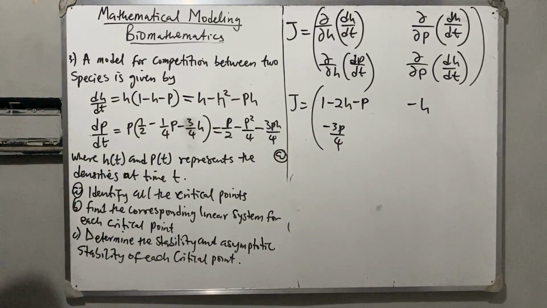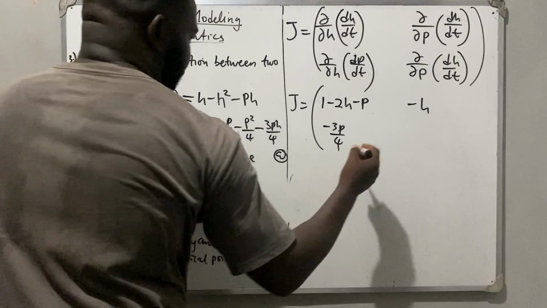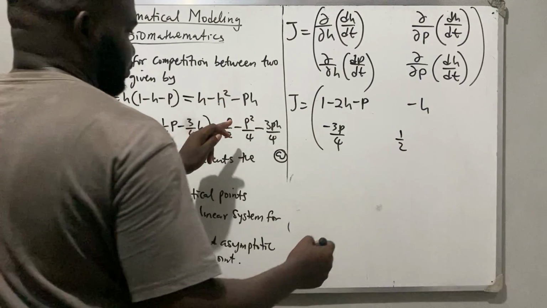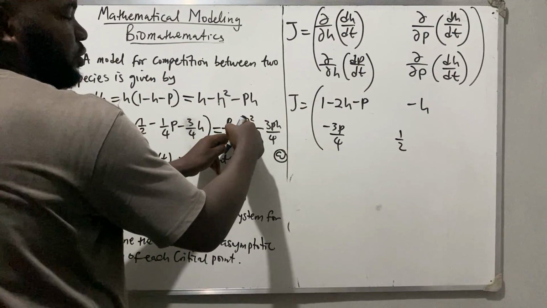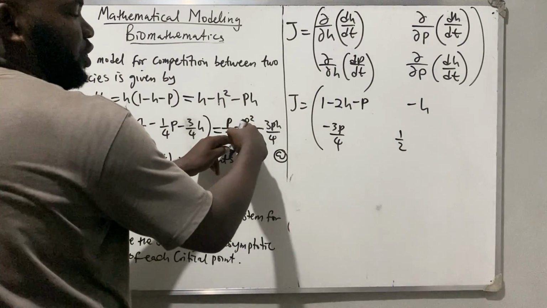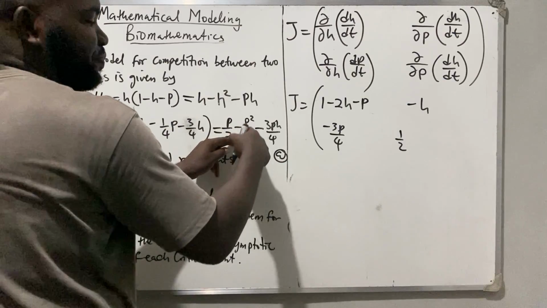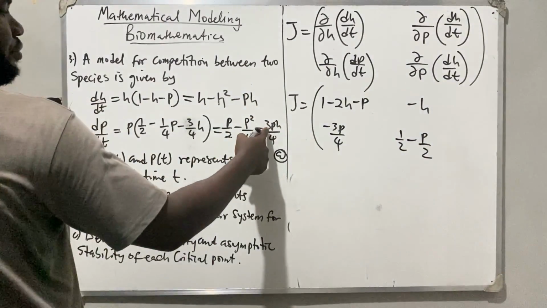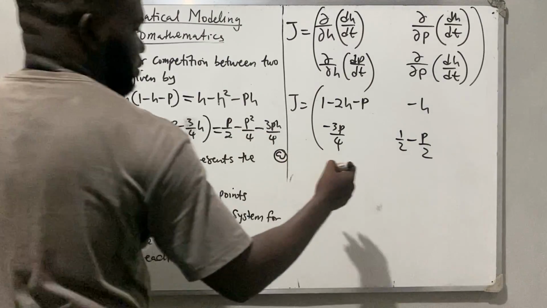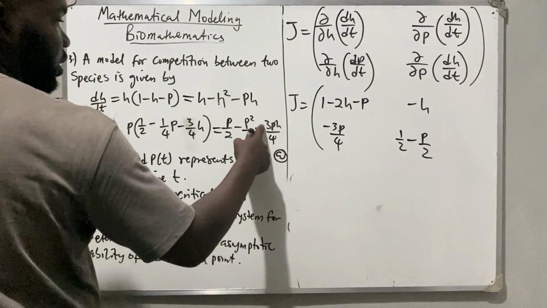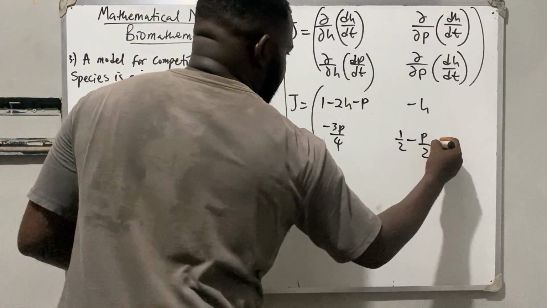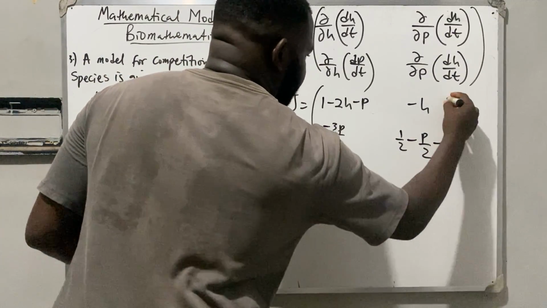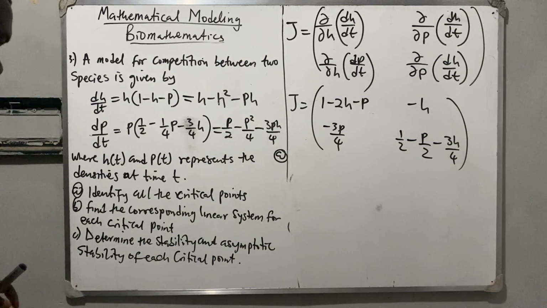So for the other side, differentiate with respect to p. I'm going to have half, 1 over 2 times this. I'm going to have 2p over 4, which is p over 2, minus p over 2. This side is going to give me, sorry, 3h over 4 minus 3h over 4. Okay? So that is the Jacobian.